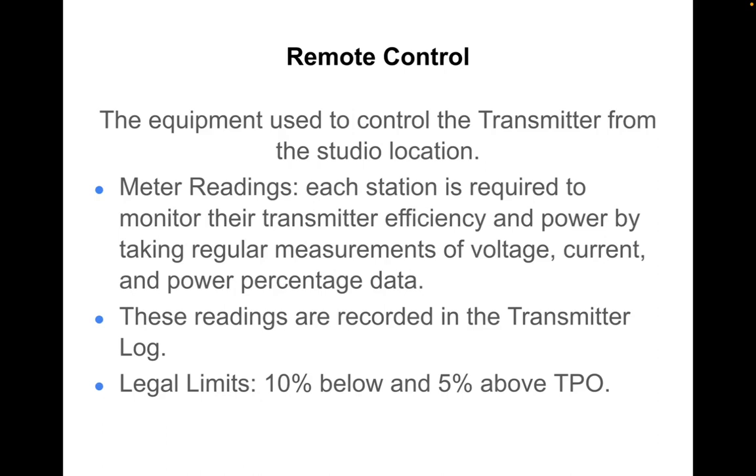Transmitter meter reading regulations have been relaxed somewhat over the years since current transmitters are more solidly constructed and operate reliably, but stations are still required to monitor its efficiency and power output by taking regular measurements of voltage, current, and power wattage, sometimes expressed as percentage. These readings are recorded in the transmitter log, or station log as it used to be called.